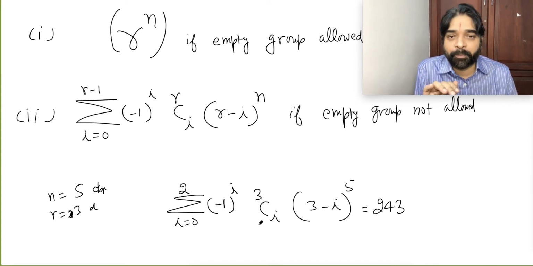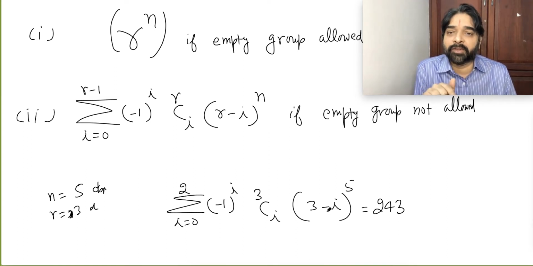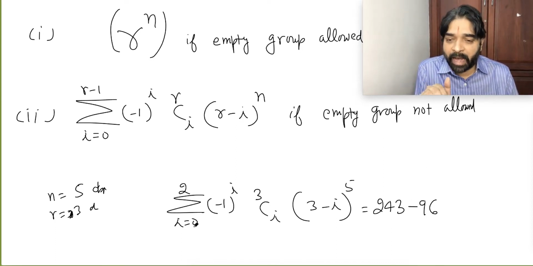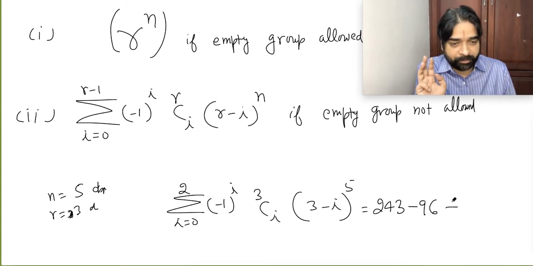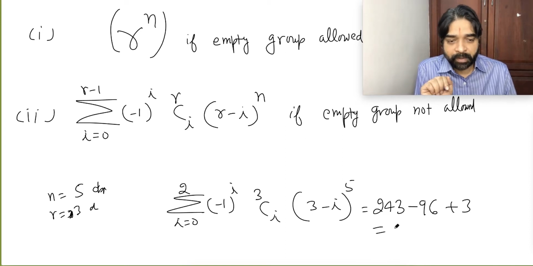I equal to 1, put it. This will become minus, this will become 3, and this will become (3 minus 1), 2 power 5, 32 into 3, 96. And I equal to 2, put it, 1, and 3C2 is 3, and this will be nothing but 150.